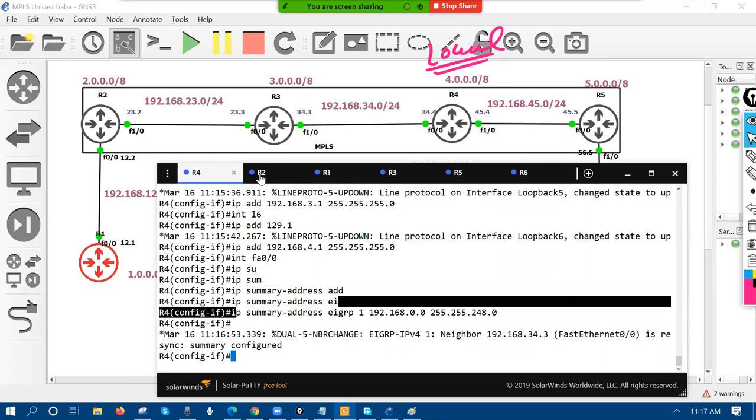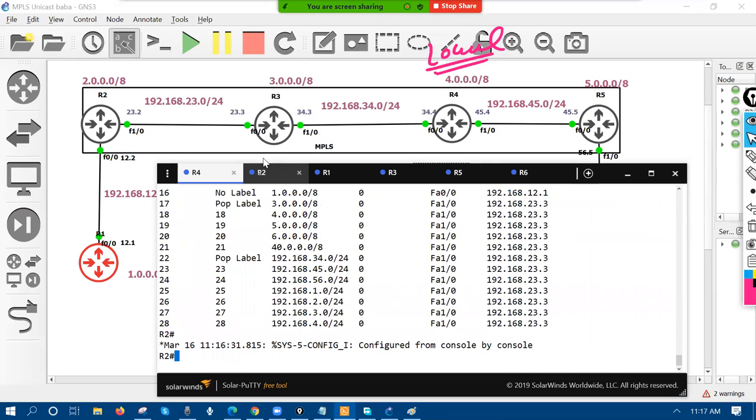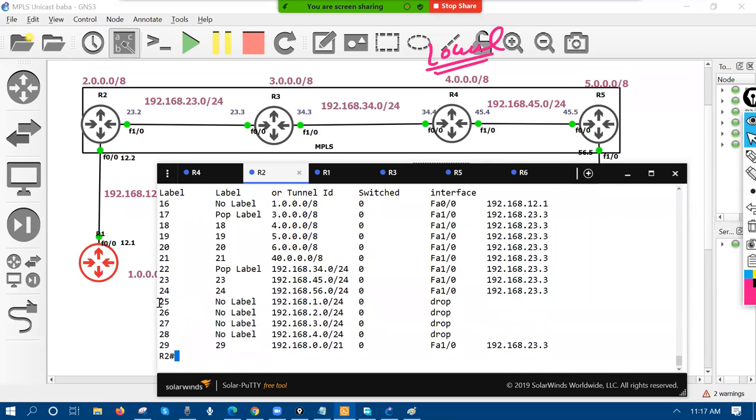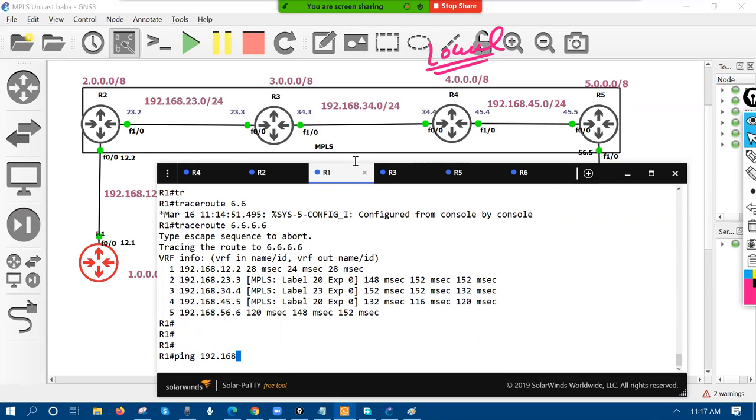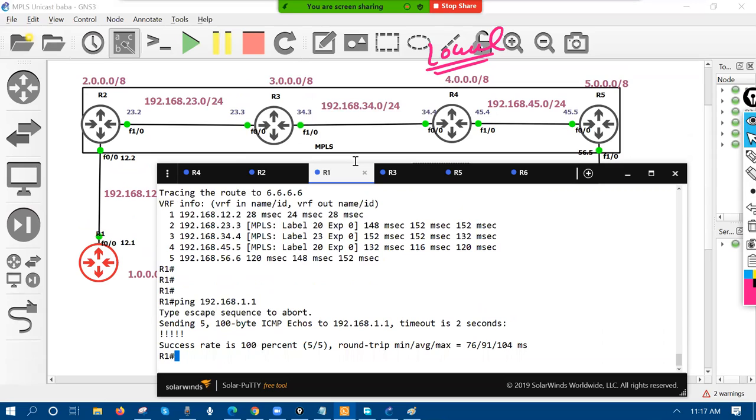Now if you check R2, what happened? No label. So if you ping from R1, I'm able to ping, right? I'm able to ping from R1. Even I can ping 2.1 as well as 3.1 and 4.1.